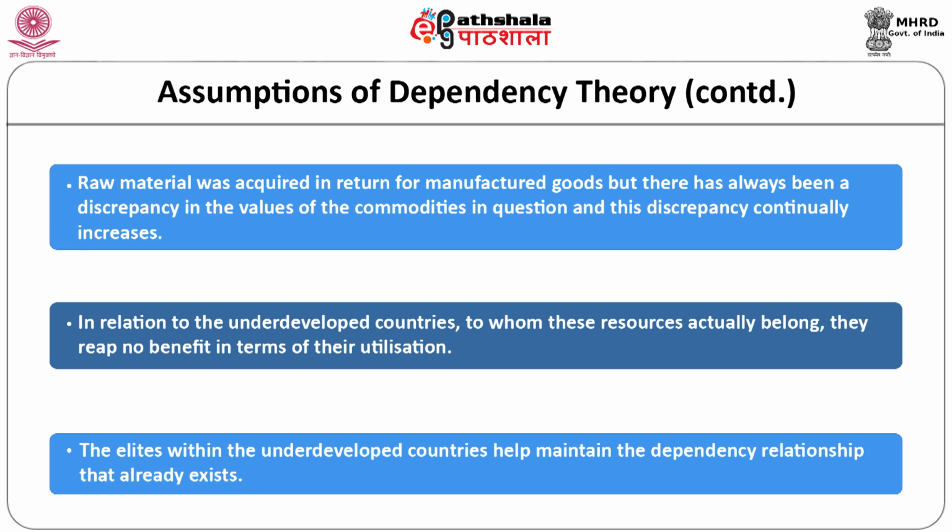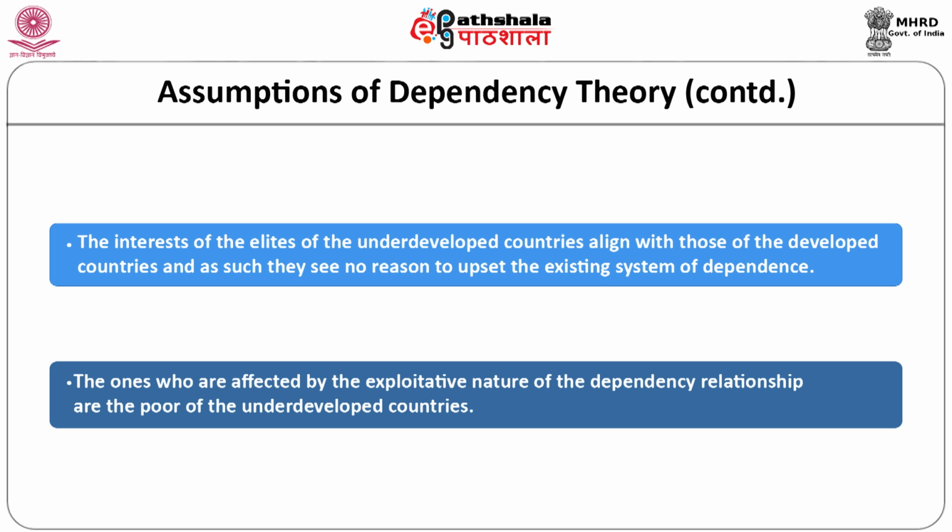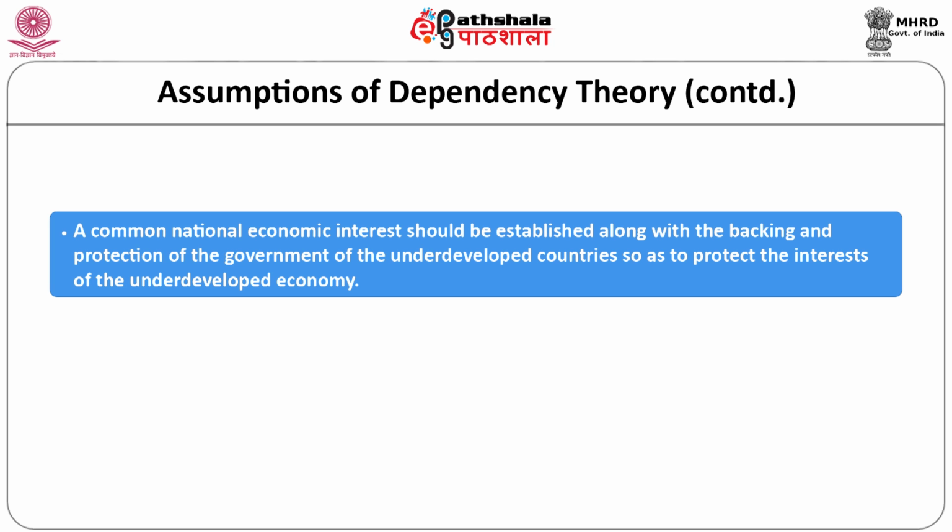The interests of the elite of the underdeveloped country align with those of the developed country, and as such they see no reason to upset the existing system of dependence. The ones who are affected by the exploitative nature of the dependency relationship are the poor of the underdeveloped countries. A common national economic interest should be established, along with the backing and protection of the government of the underdeveloped country, so as to protect the interest of the underdeveloped economy.